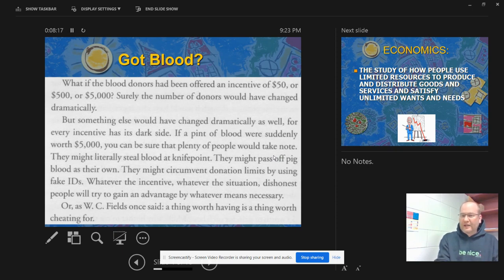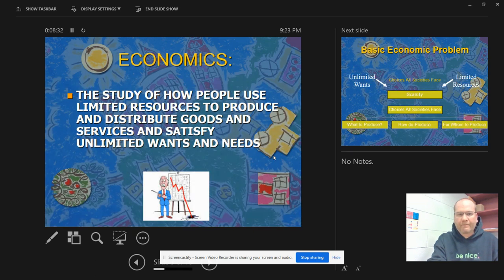So the initial incentive of paying people to give blood, people might think that's a great idea to get more people to give blood, but people might try to take advantage of that and cheat and steal and lie. So incentives can sometimes cause bad things, even though there were good intentions behind it.